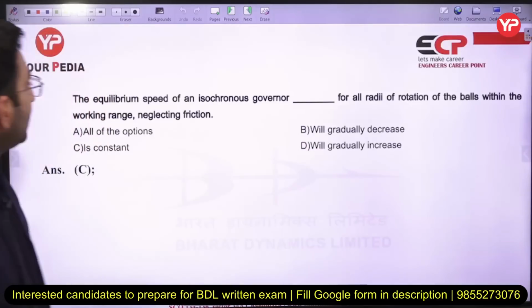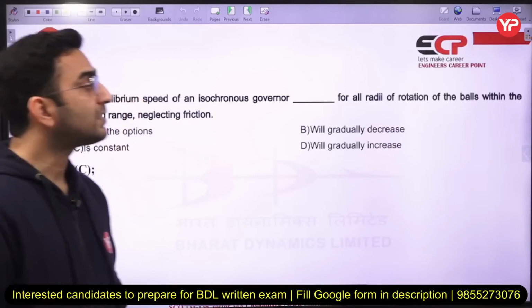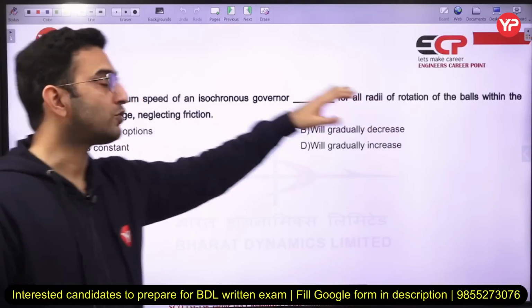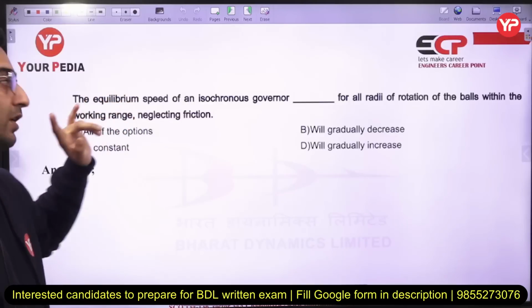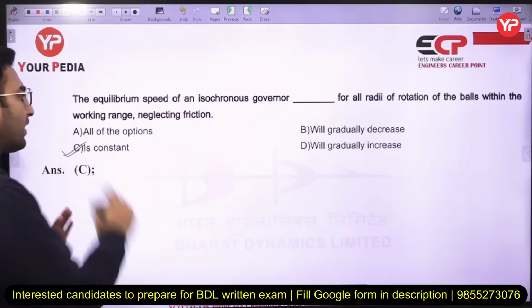Next part, the equilibrium speed of an isochronous governor, dash, for all the radius of rotation of the ball within the working range, neglecting friction. Okay, so always remember, whenever there is a change in radius of rotation, the isochronous governor is going to have the same speed. Okay, so option number C is the correct answer here.